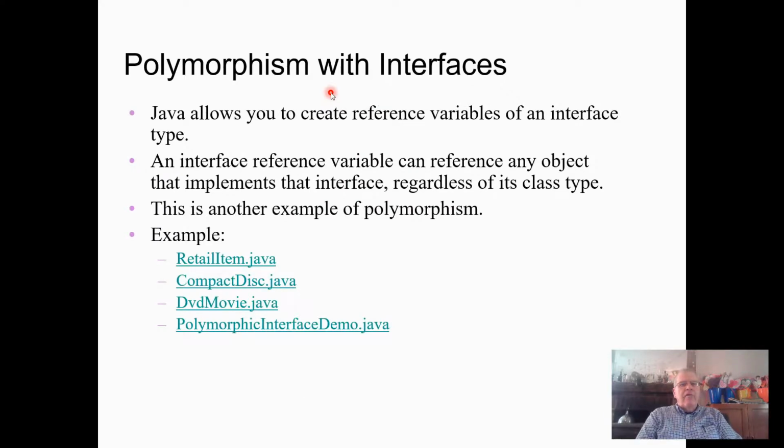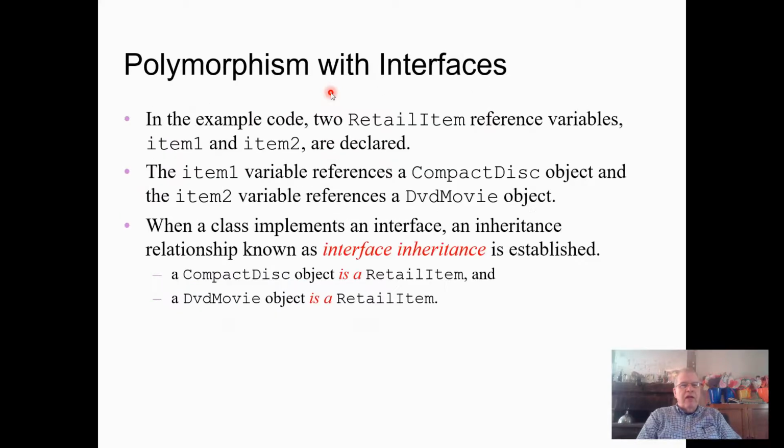Now you do have the ability to create reference variables of an interface type. So that's an example of polymorphism. Let's take this example of a RetailItem interface and two classes, one called CompactDisc, the other called DVDMovie. Now, for those of you youngsters, those were real things a few decades ago. So they are retail items. They both satisfy the is-a relationship.